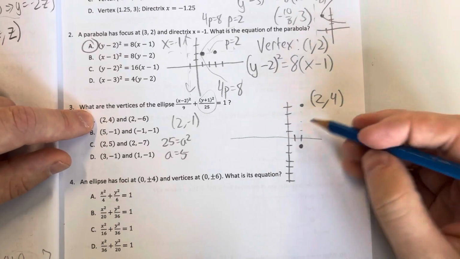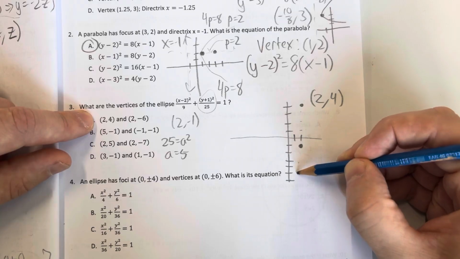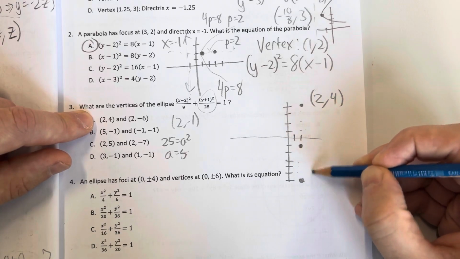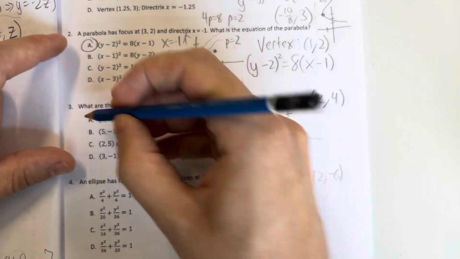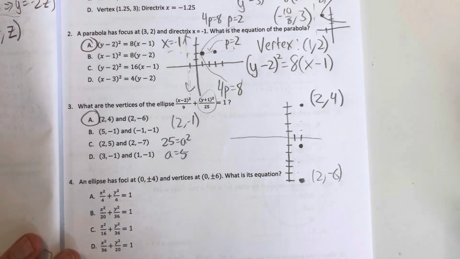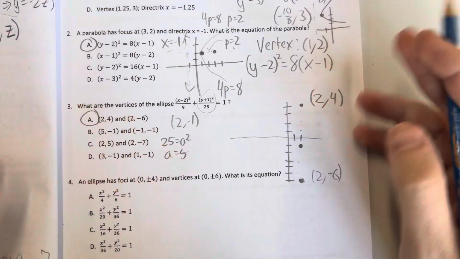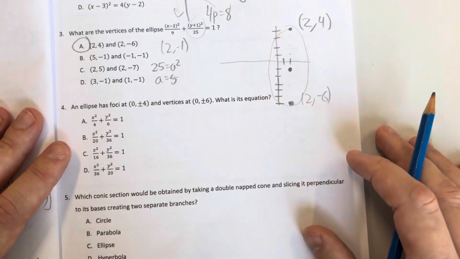Looks like it's going to be that, but let's just go to the other one. 5 down, 1, 2, 3, 4, 5. That's 2, negative 6. We could, of course, find more information about the ellipse, but let's leave it at that. Something like this.